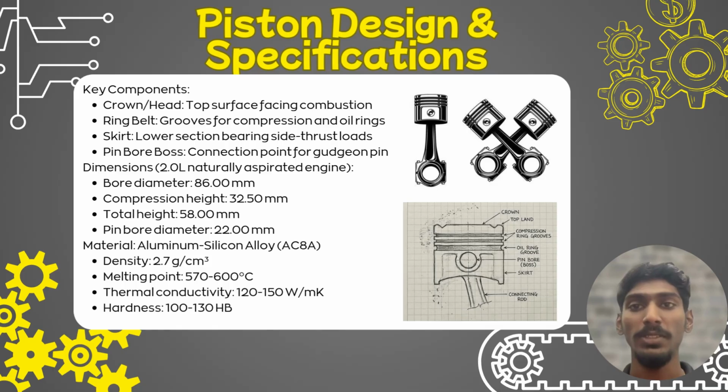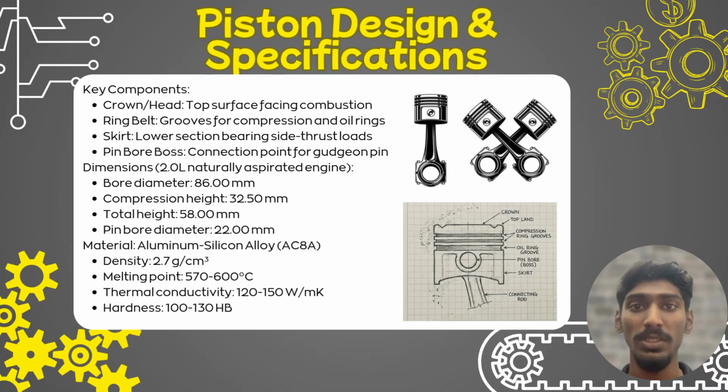Piston design and specification. Now let's look at the detailed design of a piston. As you can see in this technical drawing, a piston has several key components. The crown or head: this is the top surface that directly faces the combustion. Its shape controls the compression ratio and fuel air mixing. The ring belt: this is where the piston rings sit in grooves. These rings seal the combustion chamber and control oil consumption. This area experiences significant wear from friction.